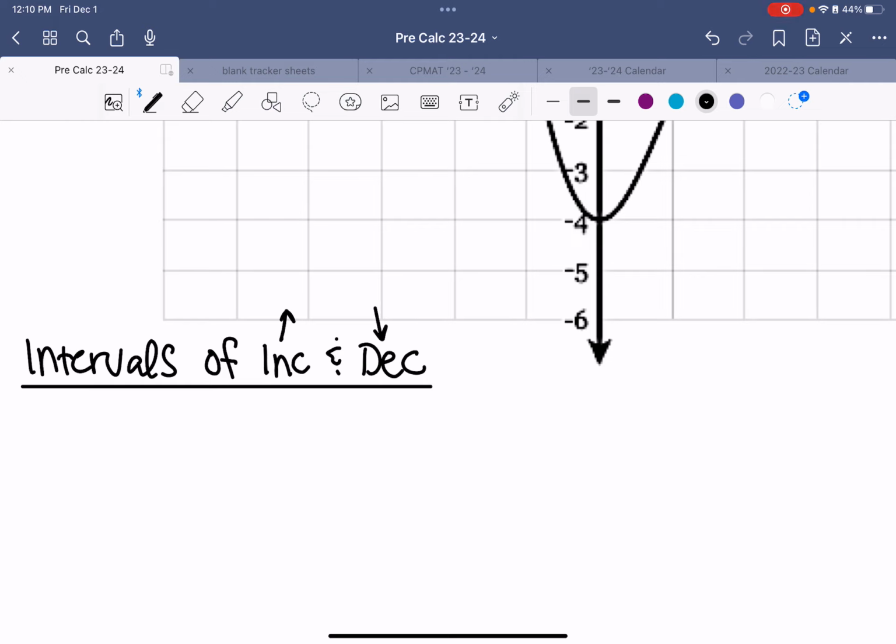There we go. And these are all going to be our x values because we're going to compare it to the x-axis. So we're only looking left to right. It doesn't matter up and down specifically. We're just looking where it's increasing and marking that on the x-axis. So I'm going to look at increasing first.